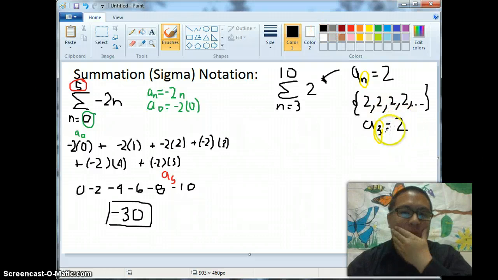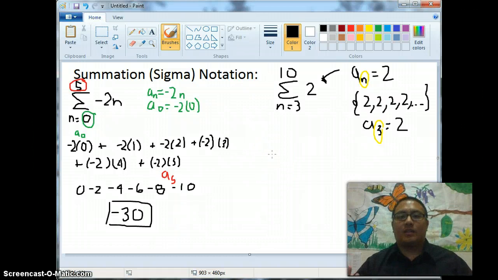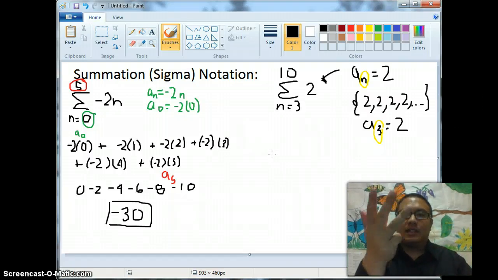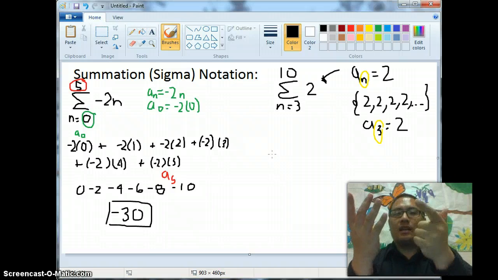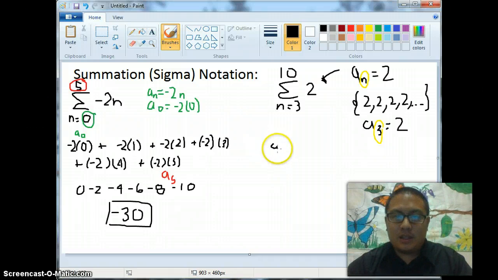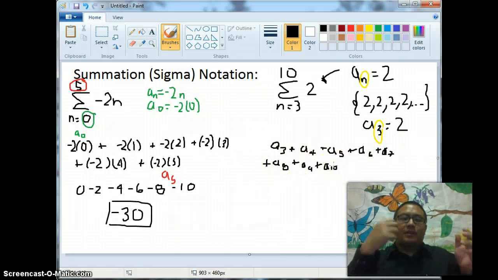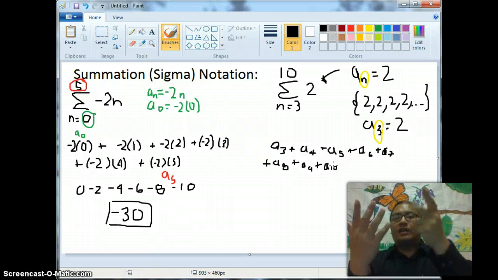Now what we need to figure out is how many times we're adding 2 together. And you can simply count it like this. So here's n equals 3, n equals 4, 5, 6, 7, 8, 9, 10. So we did it 8 times, right? You have a sub 3 plus a sub 4, a sub 5, a sub 6, a sub 7, a sub 8, a sub 9, a sub 10. And you can count that on your fingers: 3, 4, 5, 6, 7, 8, 9, 10. 8 things, right?